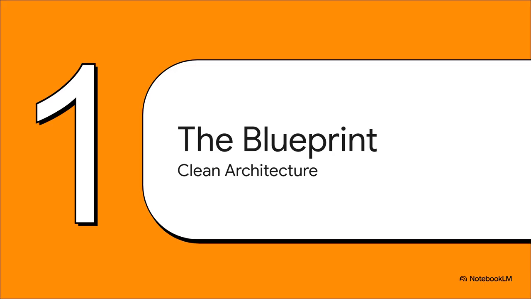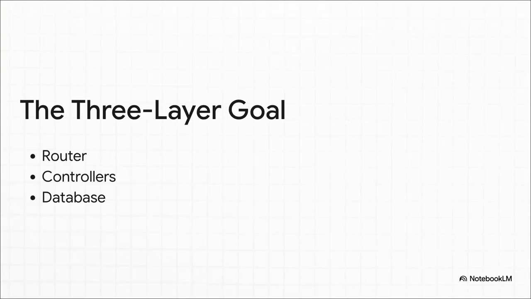First things first, you need a blueprint. Before a single line of code gets written, our developer is already thinking about the structure. This is all about planning for the future, making sure the project is going to be easy to work with later on. And the goal here is actually pretty simple. It's a 3-layer architecture. You've got your router to handle all the incoming requests, the controllers to hold the business logic, and a database layer for the data.